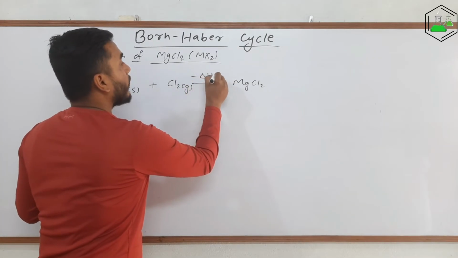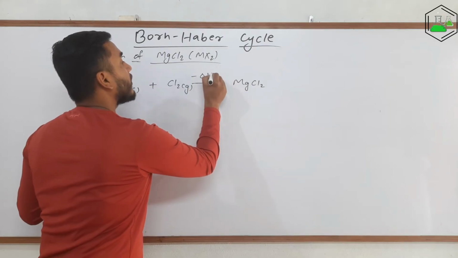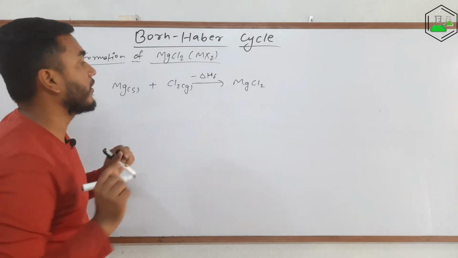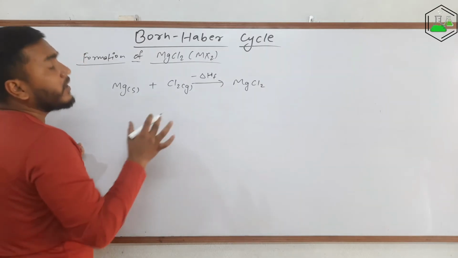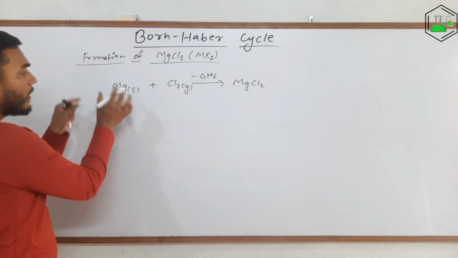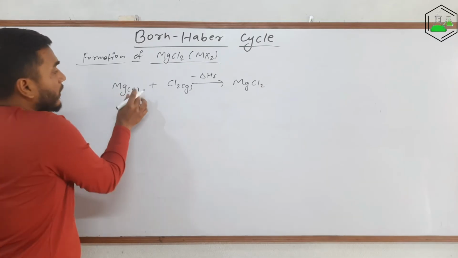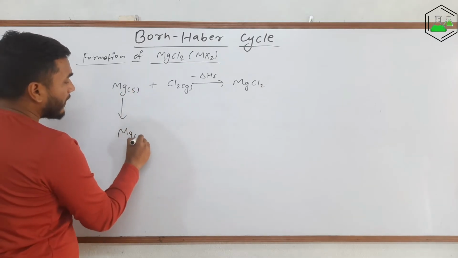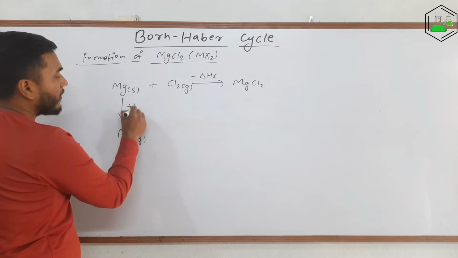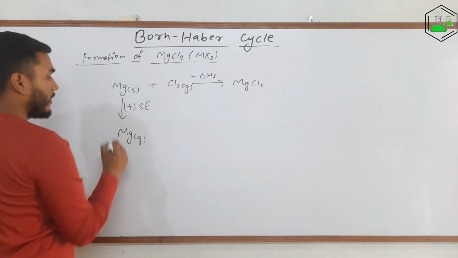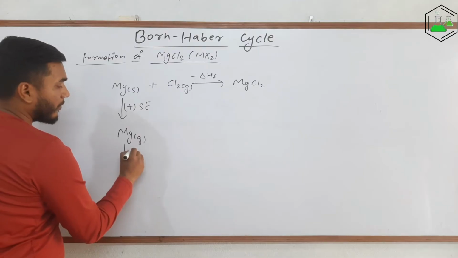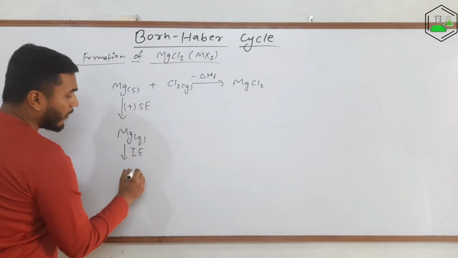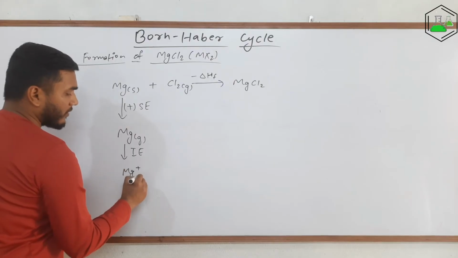Some energy will be released in this initial main step, that is called the enthalpy of formation, right? Total heat content of the system. Now look here, we will follow the same method. This solid, first of all, will convert to Mg gas by absorbing some energy, that is called sublimation energy. Now we need to provide some energy, ionization energy, to convert it into the ionic form, that is Mg plus.